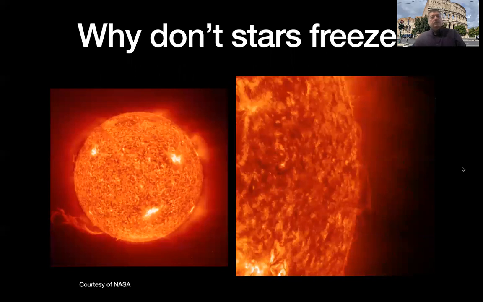So why don't stars freeze? Because if the plasma is moving and dragging the magnetic field and twisting it up, that represents stored energy. Just like if I take two north poles and push them together, that represents stored energy. And that energy has to be released.